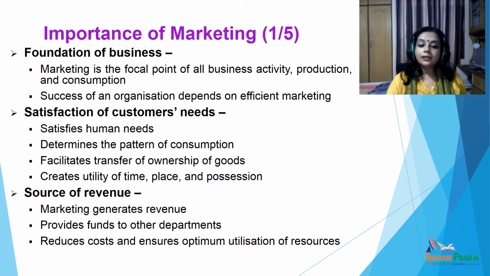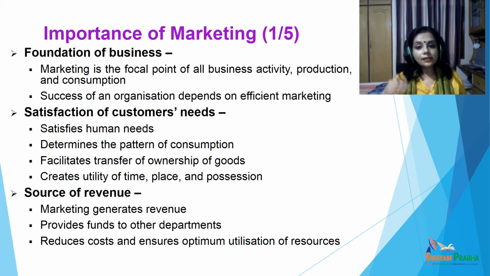Next is satisfaction of customers' needs. If you do the marketing activity properly, generate a marketing mix which is suitable for the target market, then you will be able to satisfy the customers' needs. So it satisfies the human needs and determines the patterns of consumption. Not only does it influence that consumption, but it is influenced by the way people are consuming. It facilitates transfer of ownership of goods from the producer to the final customer, and in that process it creates different types of utility.